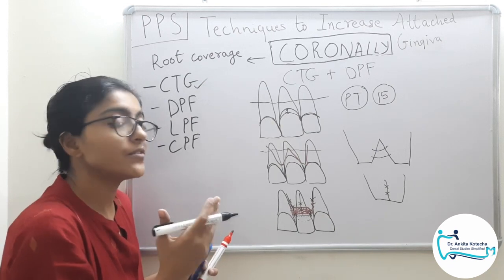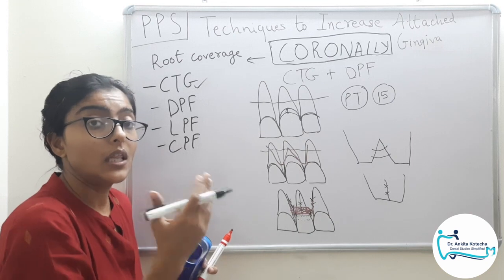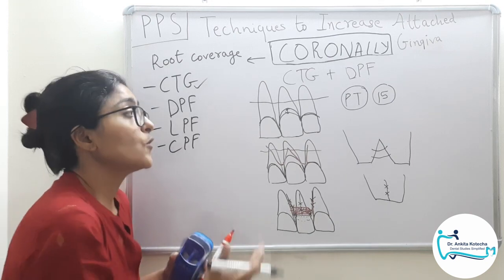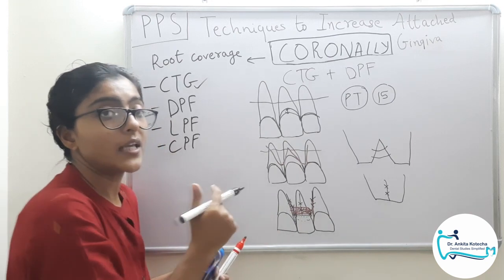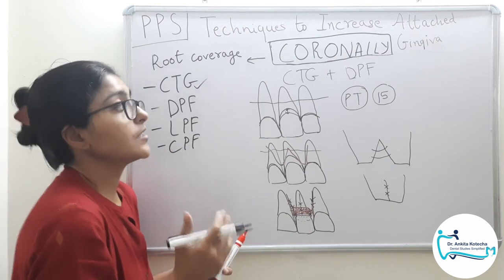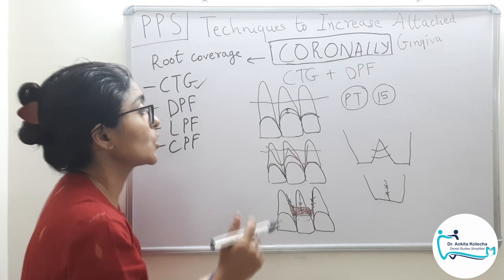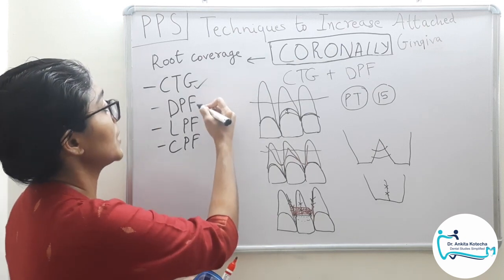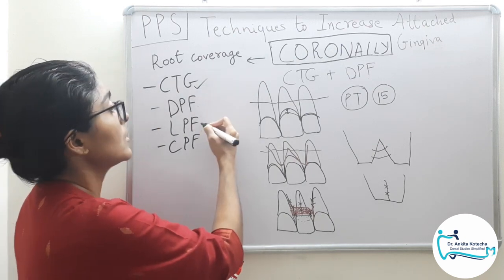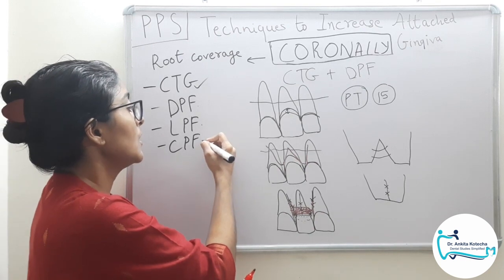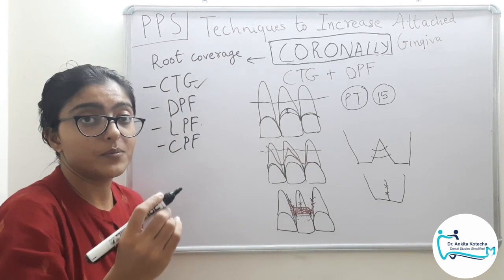In all the combination techniques, the sling sutures are separate for connective tissue and for the flap, and the interrupted sutures depend on the length of the flap prepared. So this completes the third and the final combination, connective tissue graft plus double papilla flap technique. So overall we have discussed connective tissue plus double papilla flap, or laterally positioned flap, or a coronally positioned flap.